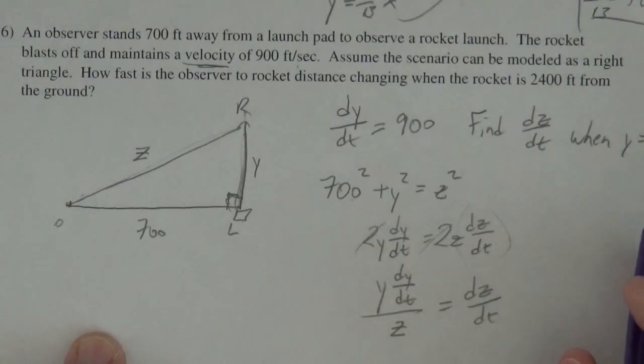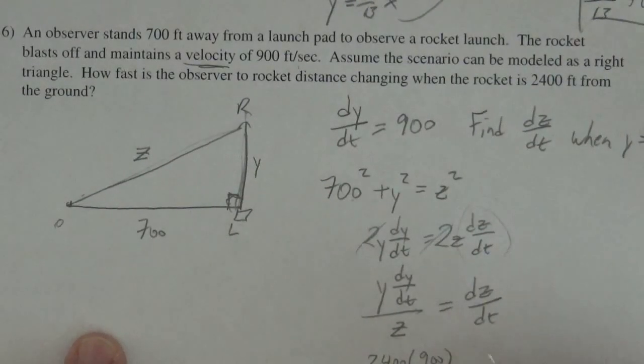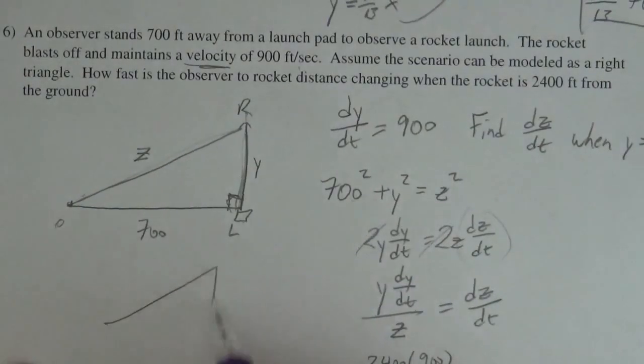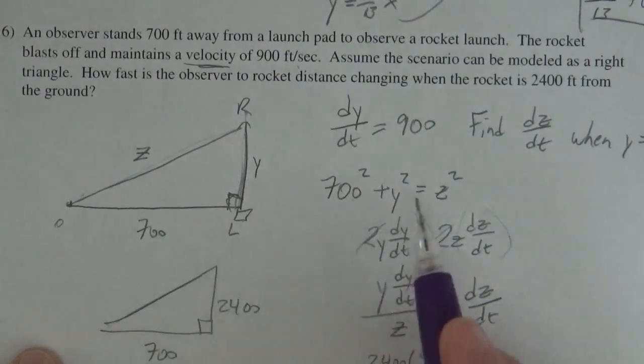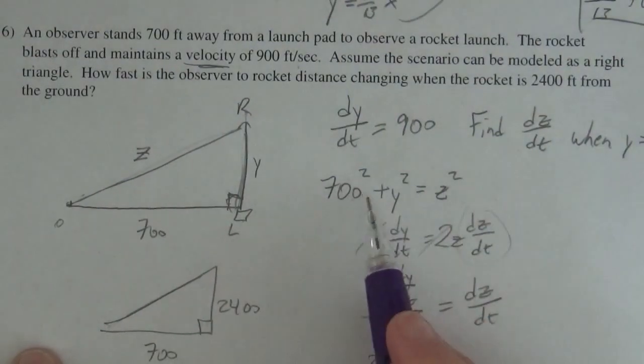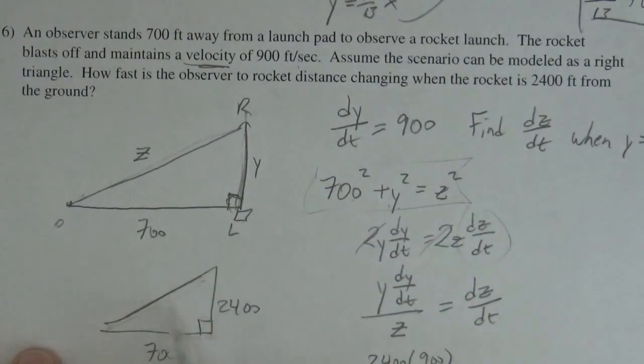I know at the particular moment I'm looking for, the y is 2,400. They told me that dy/dt is 900. And the z, I don't know the z yet. So what I need to do is at that particular moment in time when the y is 2,400, I can use Pythagorean, use that same starting equation that you did to find this.